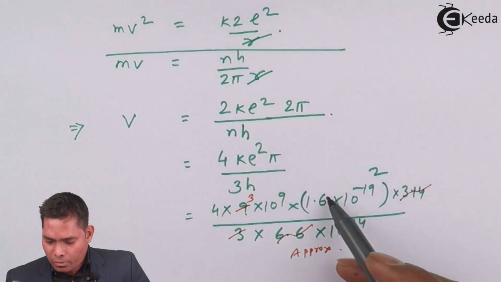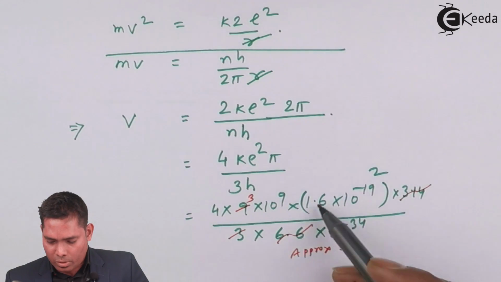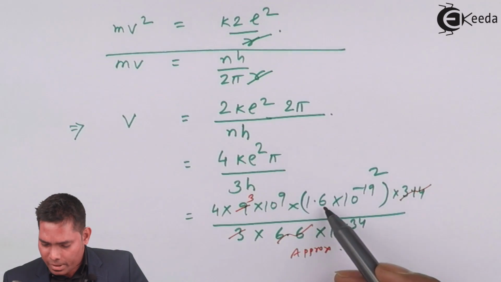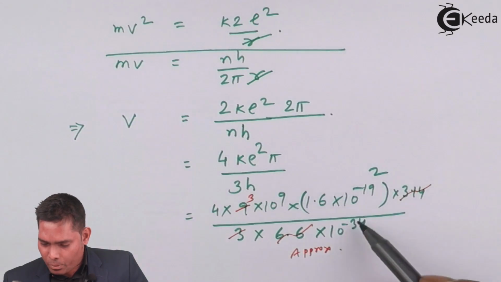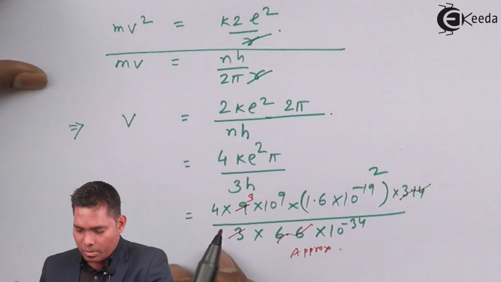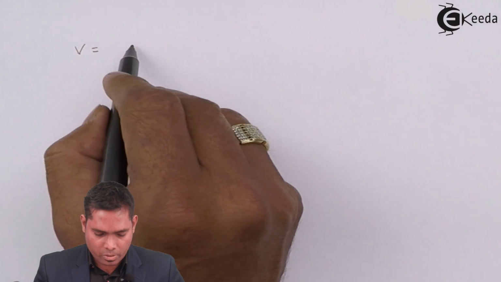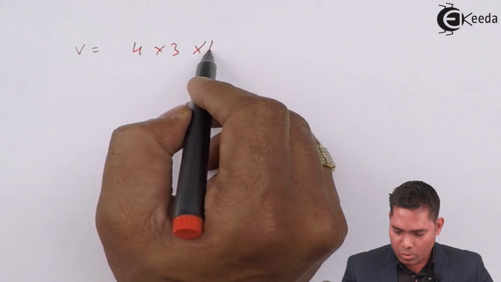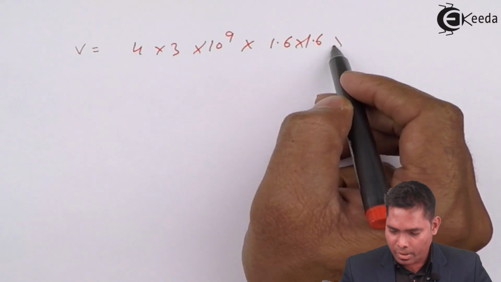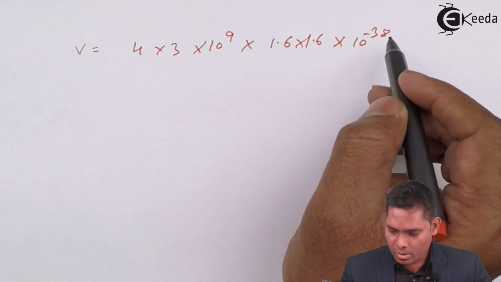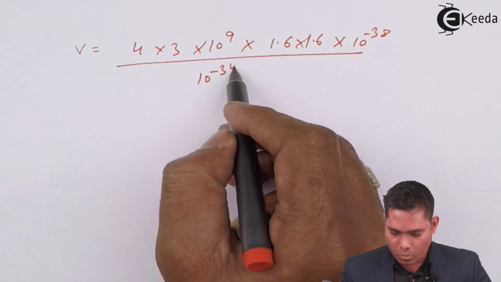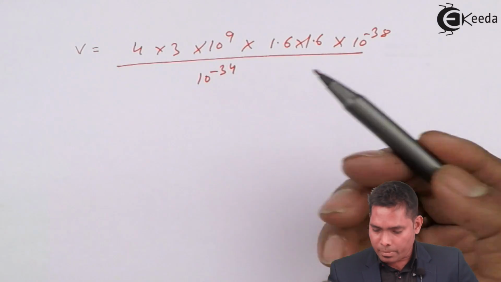Or I could have gone for these two colors. Anyway, this is 4, this is 1.6, this is minus 34, this is minus 38. So this becomes, just let me have one more, 4 into 3, 10 raised to the power 9, 1.6 into 1.6 because square, it is minus 38, divided by 10 to the power minus 34. Okay, approximately this one.